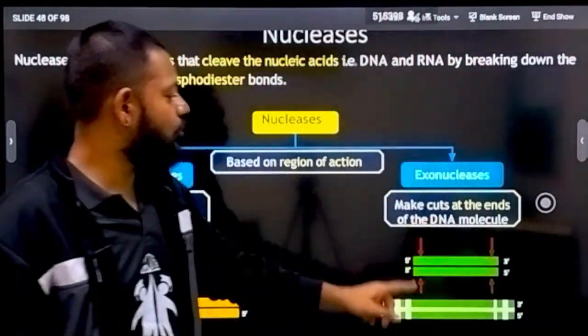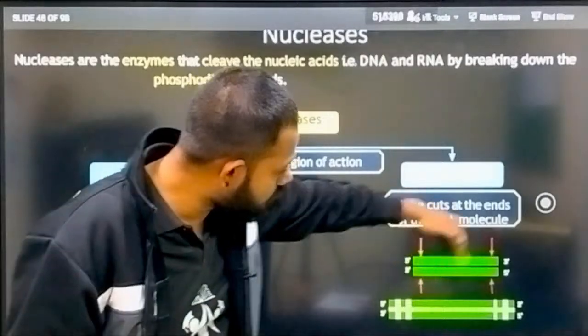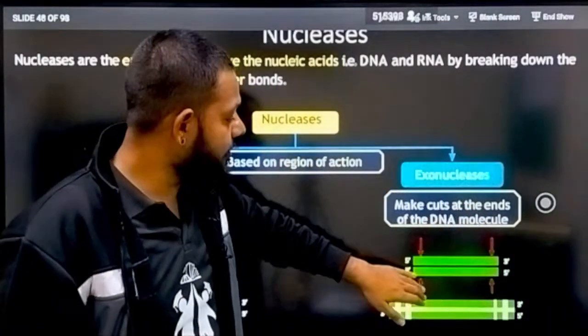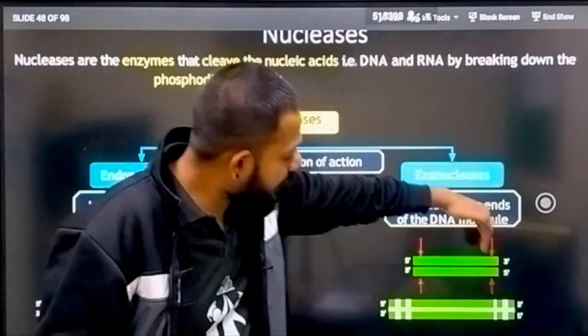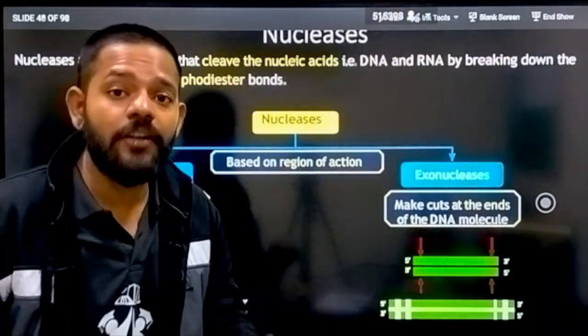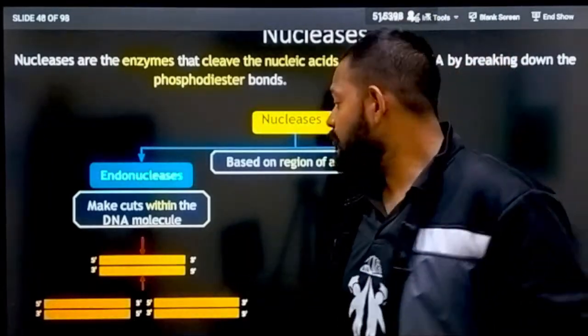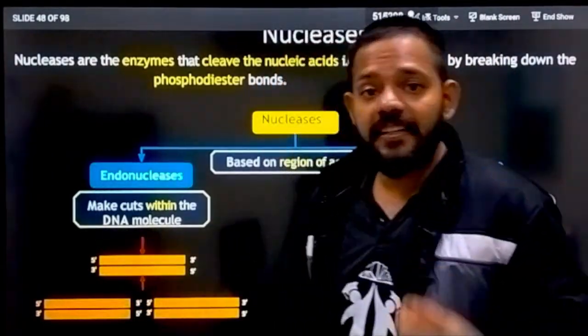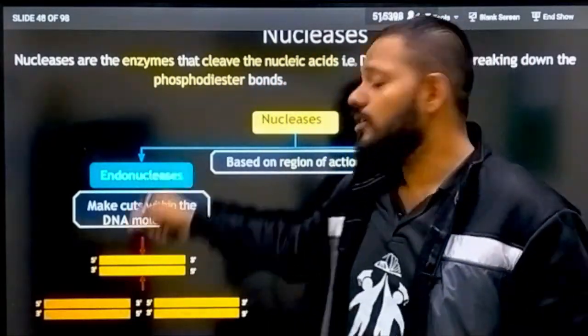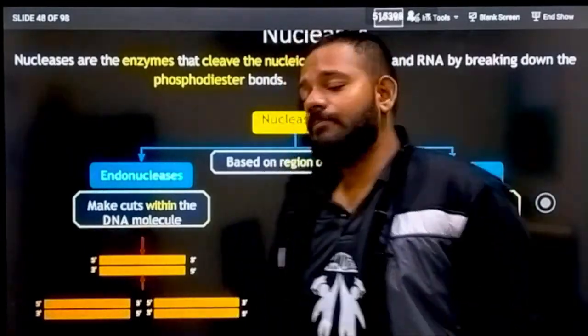But an exonuclease may cut at the end of the DNA molecule. You are seeing that it is cutting outside, not in the middle, not in some center part of the DNA. It is cutting only outside. Then it is your exonuclease. And when an enzyme cuts from the middle or a specific region inside the DNA, then it is an endonuclease type of cleaving enzyme.